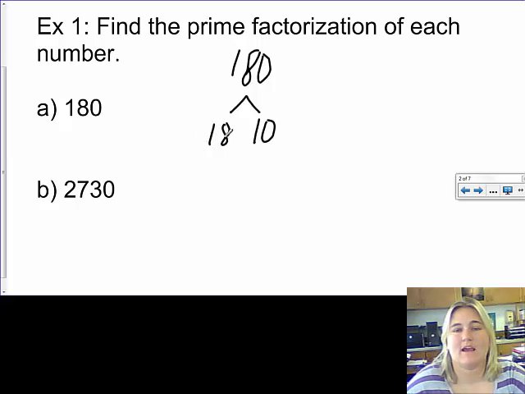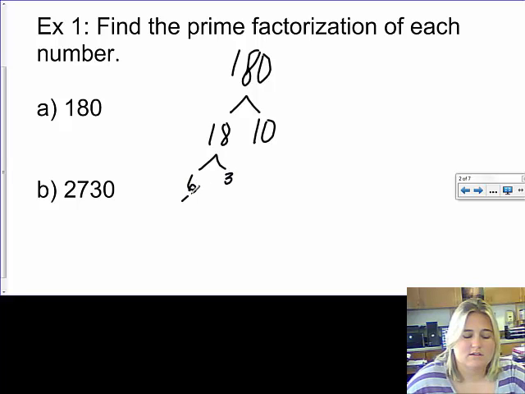I'm going to start with 18 and 10 because 18 times 10 gets me 180. So 18 is not a prime, so I'm going to split it. Two numbers that I know that multiply to get 18 are 6 and 3. And 6 is not a prime, so 6 will be 2 times 3.